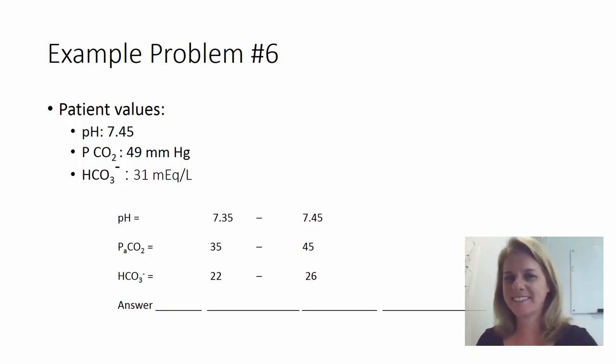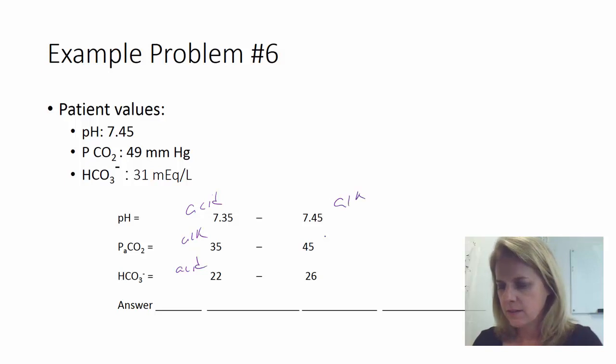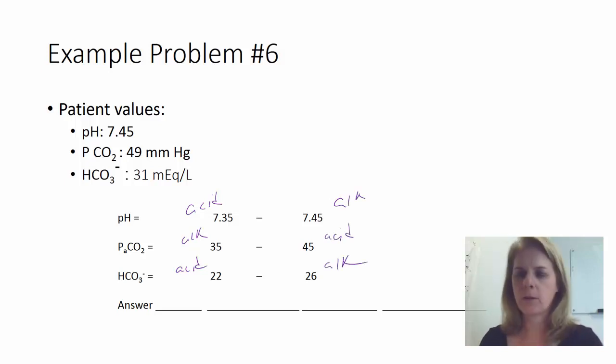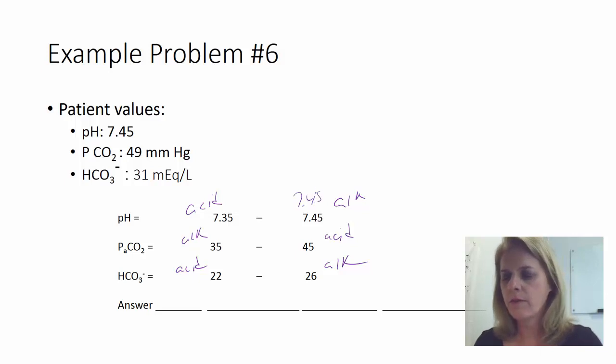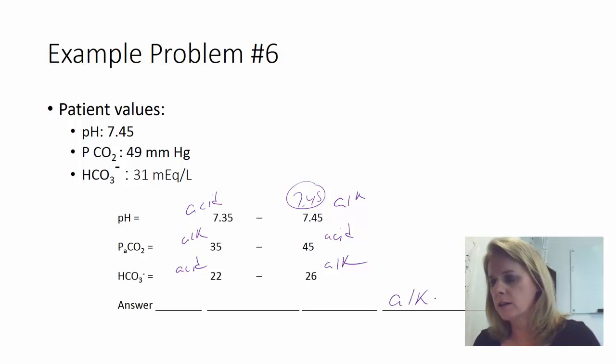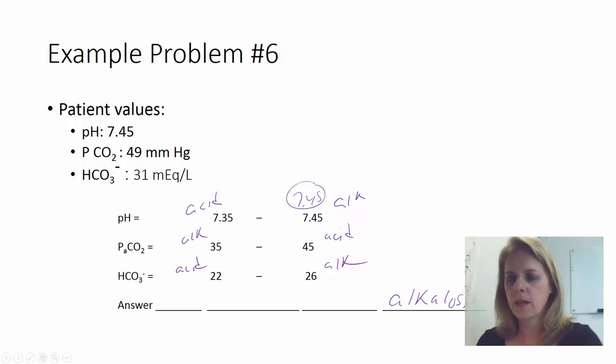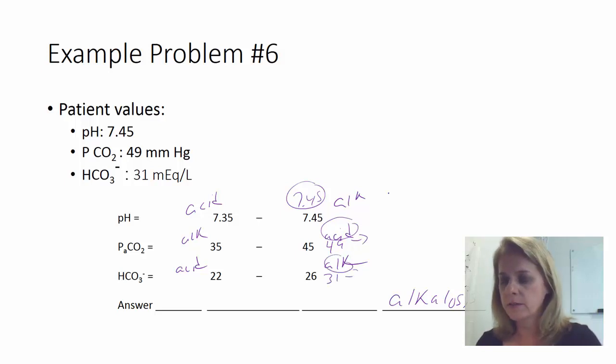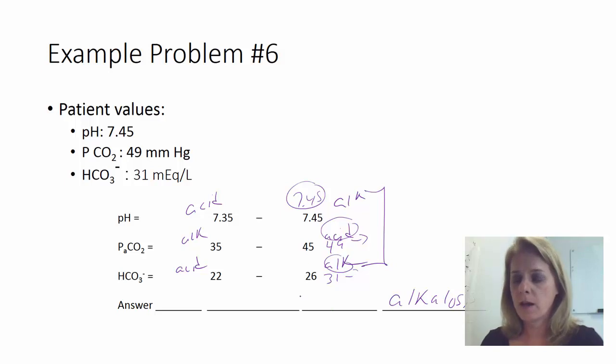And I bet you can guess what this one is. Okay. So, acid, alk. pH 7.45. So it's to the alkalotic side. So we know this is going to be alkalosis. Okay. 49, which is toward the acidic side, out of whack. 31, which is toward the alkaline side. So what's the match? The metabolic. So metabolic alkalosis. Is it within the normal pH?